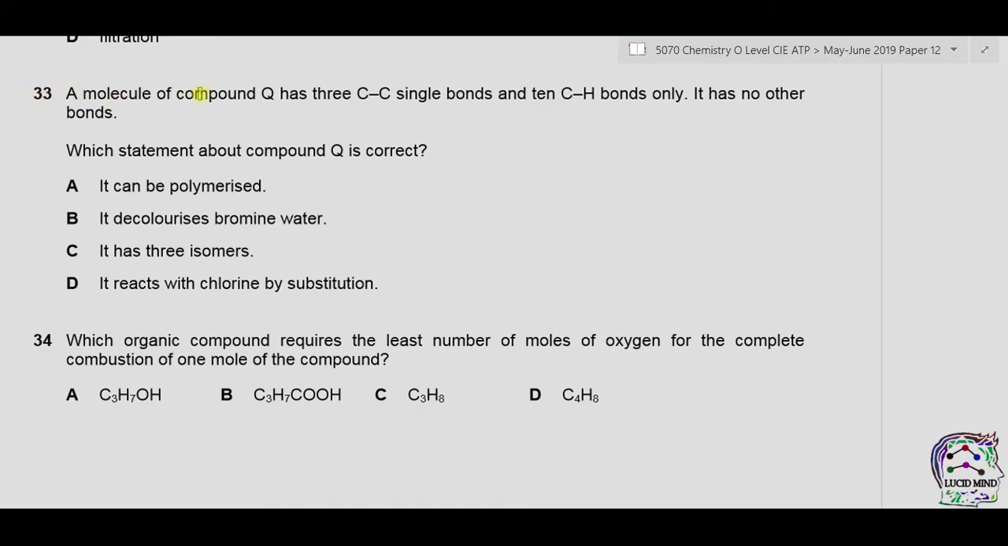Question 33. A molecule of compound Q has 3 carbon-carbon single bonds and 10 carbon-hydrogen bonds only. It has no other bonds. Which statement about compound Q is correct? Let's draw the structure of compound Q. We have 3 carbon-carbon single bonds, so the structure will be like this. This is one bond, second bond, and third bond. And now we have 10 carbon-hydrogen bonds: 1, 2, 3, 4, 5, 6, 7, 8, 9, 10.